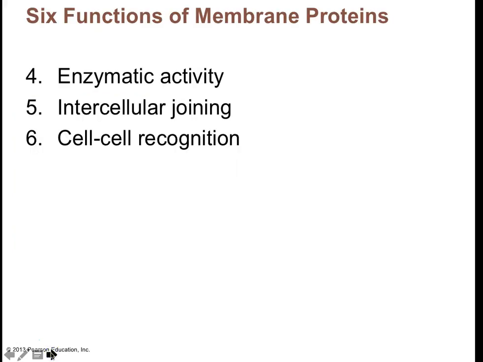Okay, so now we get to functions 4, 5, and 6. Enzymatic activity. There are enzymes usually on the interface of a cell that will catalyze enzymatic reactions. And there are also proteins that are going to be on the outside of the cell that will allow cells to bind one to another.